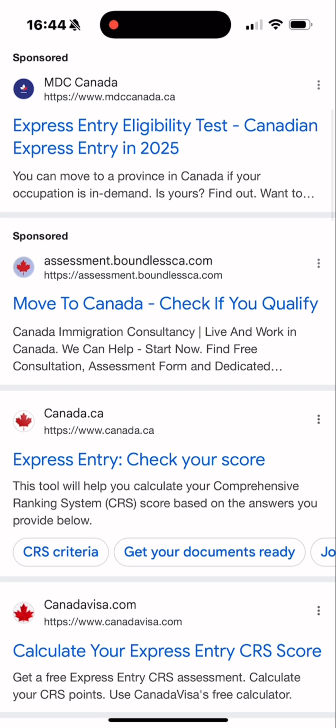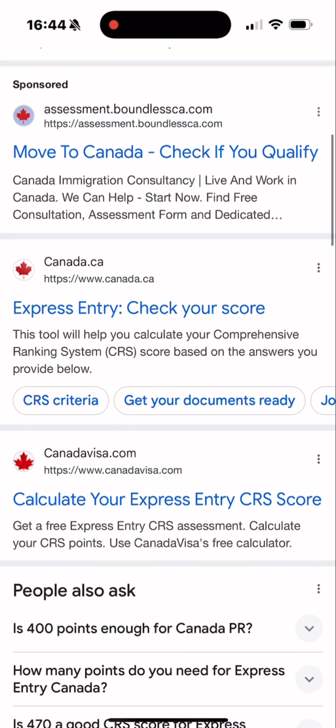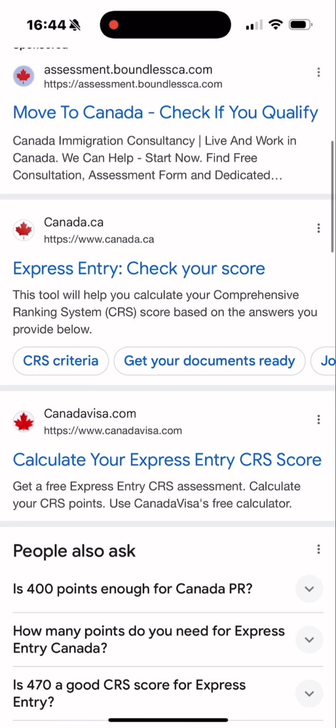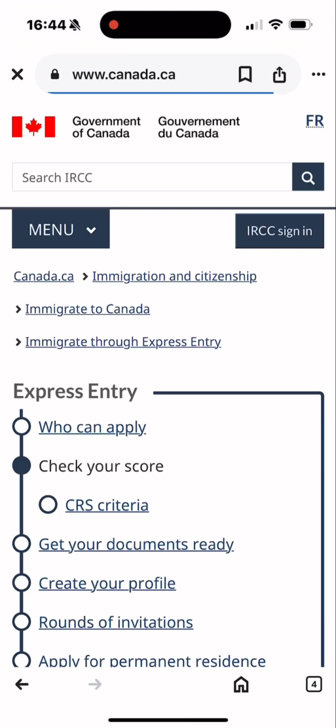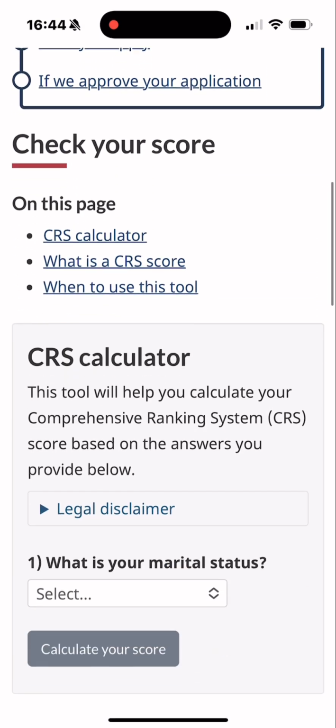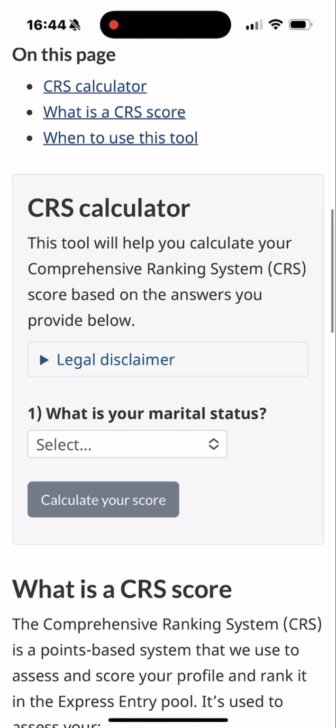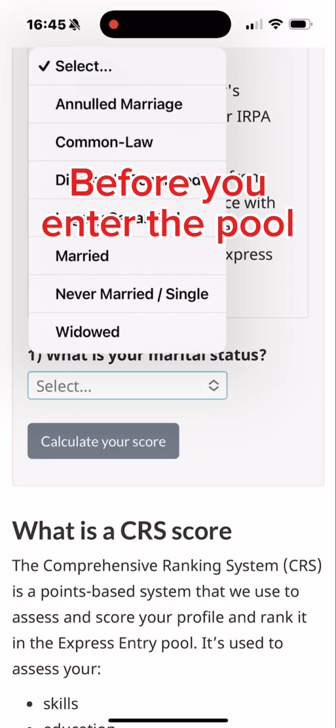Go to Google and search for Canada Express Entry Calculator. You'll see several results, but just go to the canada.ca site. This is usually the first step you have to make. It will ask you a couple of questions, basically just to help you simulate your score when you eventually get into the pool.